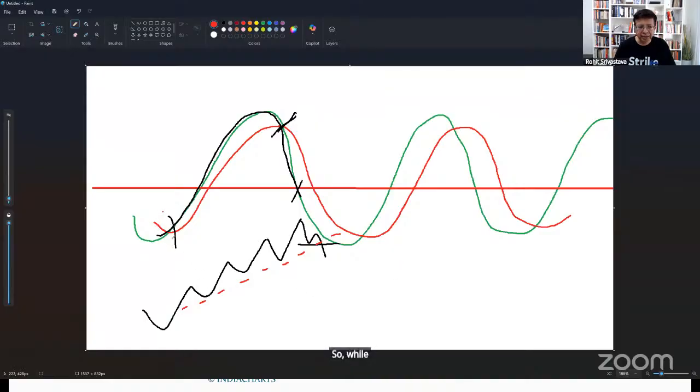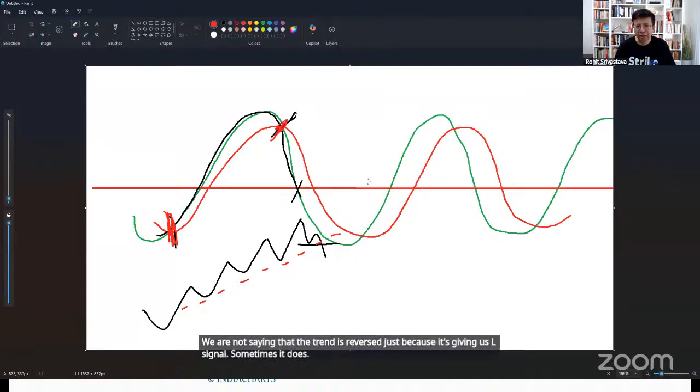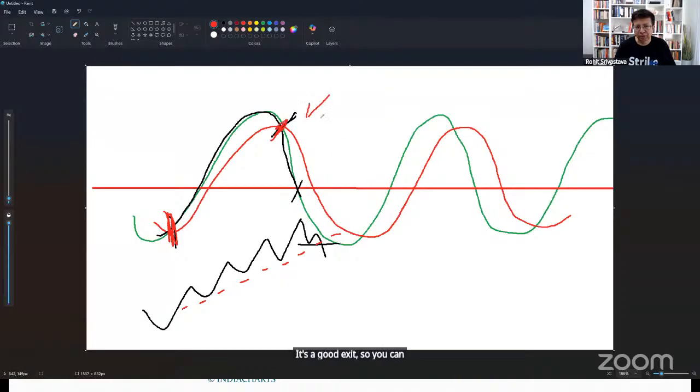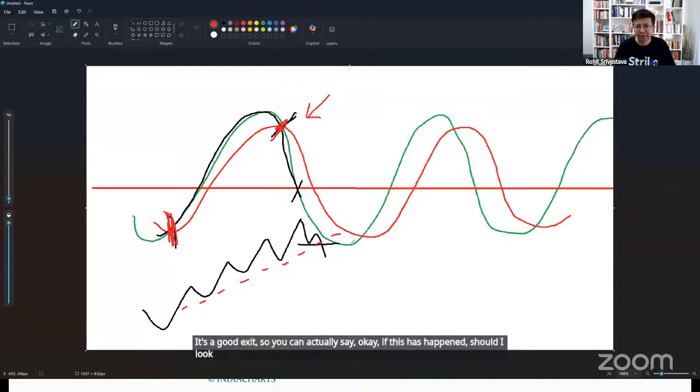So while we are looking at the entry on the basis of an RMI, we are not saying that the trend is reversed just because it's giving a sell signal. Sometimes it does. It's a good exit. So you can actually say, okay, if this has happened, should I look for an exit? Yes, look for an exit, look for the next sell signal, look for the next trend breakdown and get out. But that's not a signal to go short or anything. That is a different idea. That requires a different view of things.